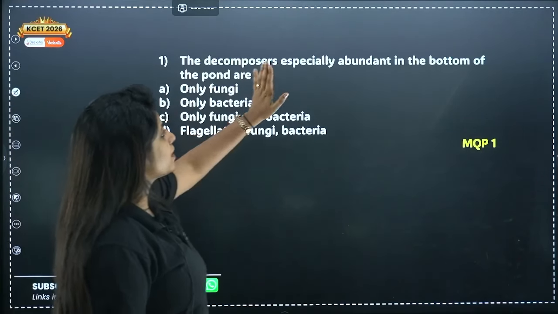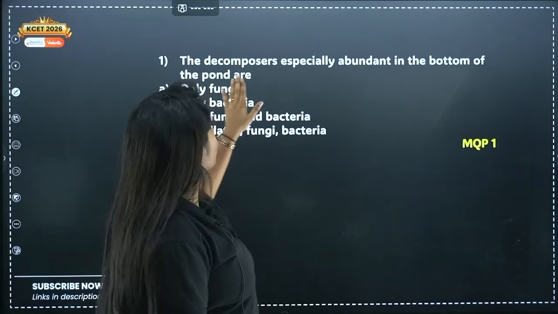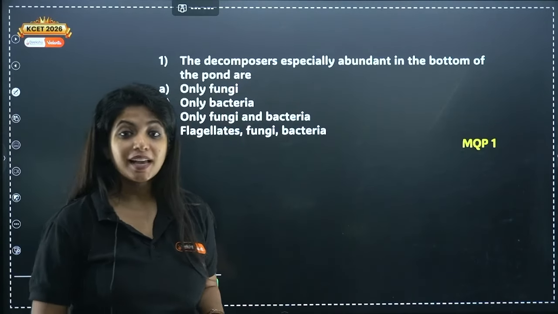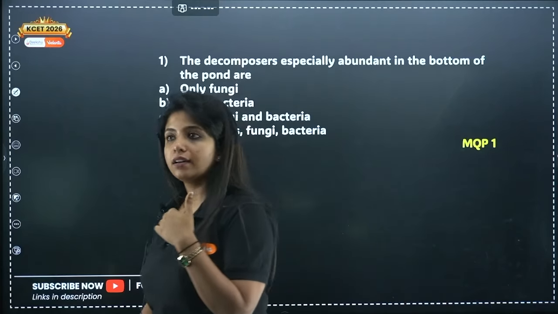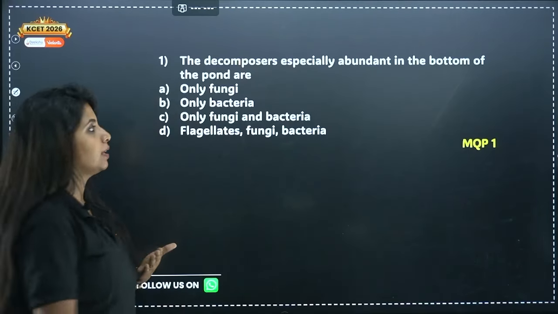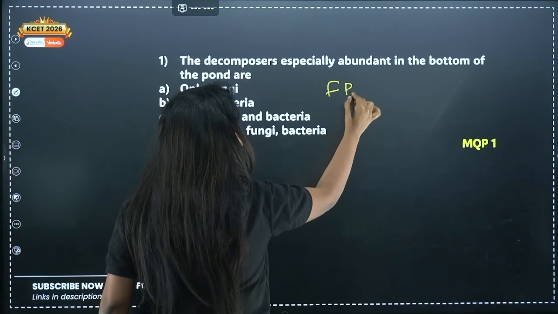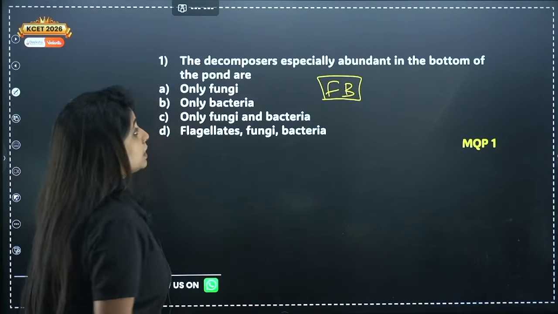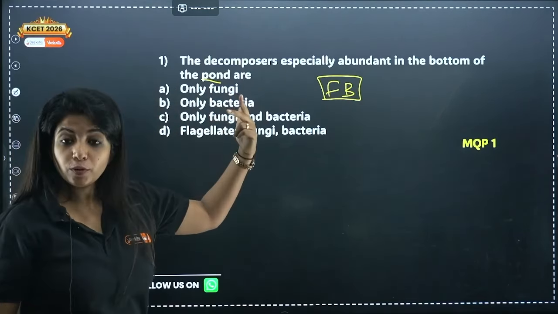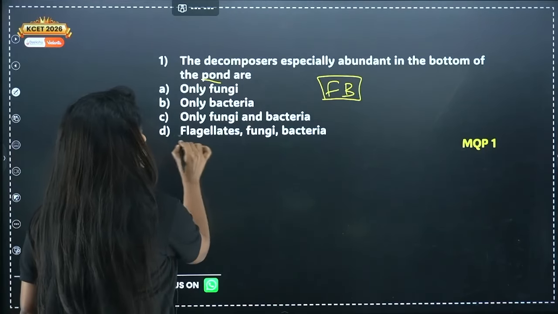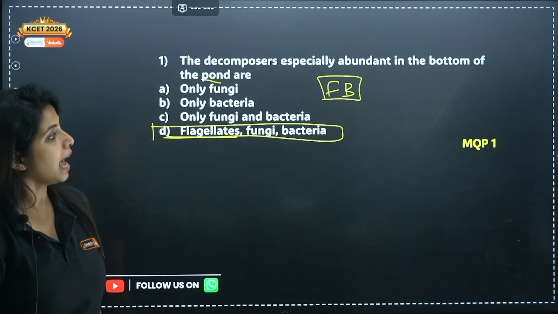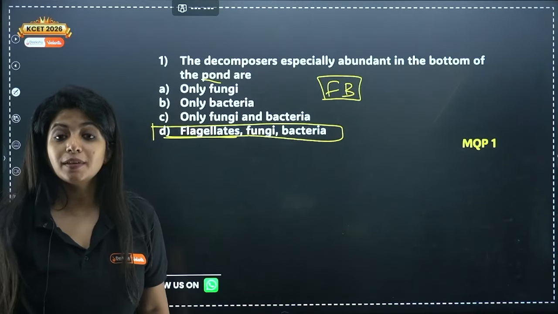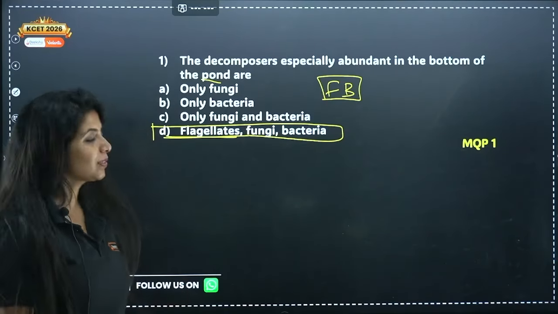Okay, so listen to me carefully. The decomposers especially abundant in the bottom of the pond are. The usual decomposers that we have, my dear children, are fungi and bacteria. I call it Facebook. But in the case of a pond, there is one more type of decomposer, and that is flagellates. So in the pond ecosystem, you have flagellates, fungi and bacteria. This came in this year's MQP1.